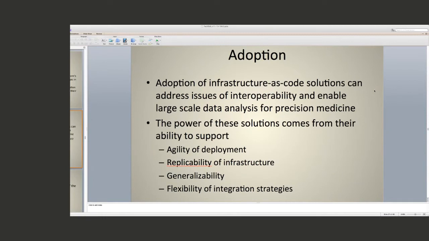To get at this question of adoption, how do people start? Why would people start using this? I really think it comes down to 4 areas, and I'll go over example use cases of these 4 areas. I have about 20 minutes left.